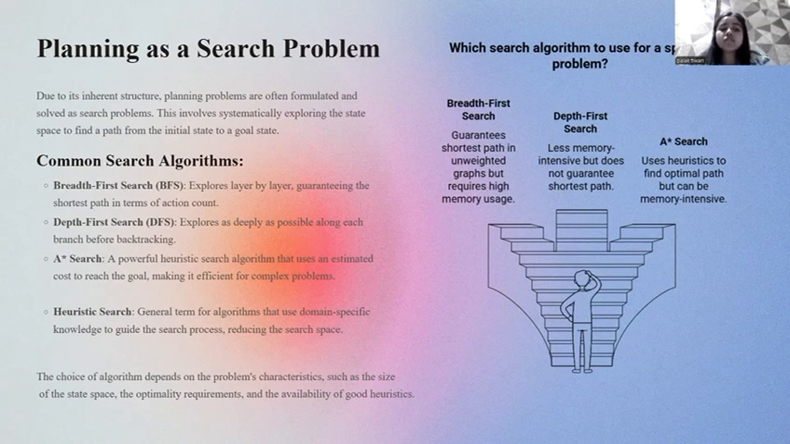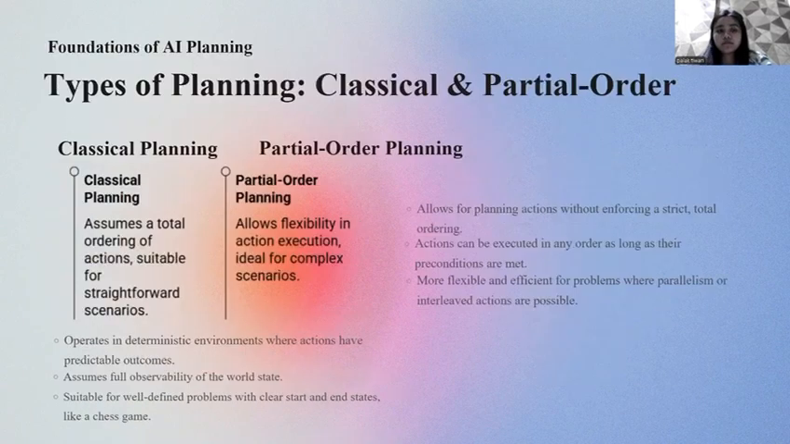A-star search, a powerful heuristic search algorithm that uses an estimated cost to reach the goal, making it efficient for complex problems. Heuristic search, a general term for algorithms that use domain-specific knowledge to guide the search process, reducing the search space. The choice of the algorithm depends on the problem's characteristics, such as the size of the state space, the optimality requirements, and the availability of good heuristics.